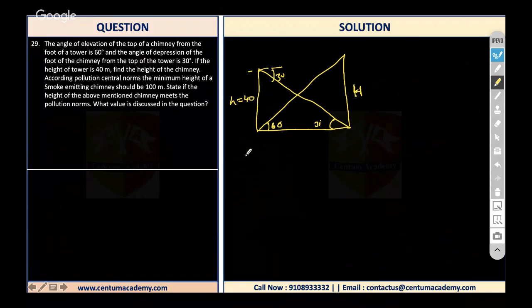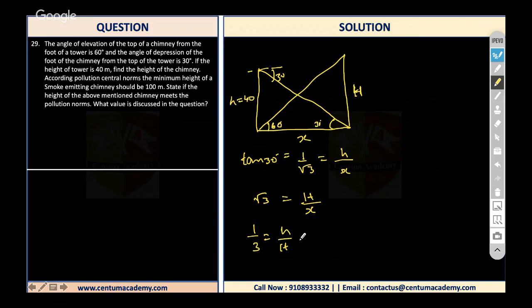Yes, so tan of 30 is 1 by root 3 is h upon, let's say, x. This one is x. Okay, and tan 60 is root 3 is equal to capital H upon x. So if you divide both sides, 1 by root 3 divided by root 3, so 1 by 3 is equal to h upon H. Why is it 1 by 4? I don't know why it's coming out to be 160 meters in the answer. Anyways, please check. I think if you think we have made a mistake, then please rectify it. So theory wise it looks correct. I don't think it is wrong. So H is coming out to be 3h.